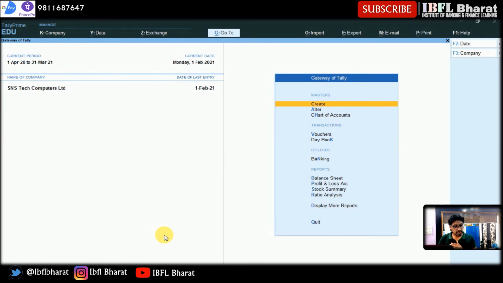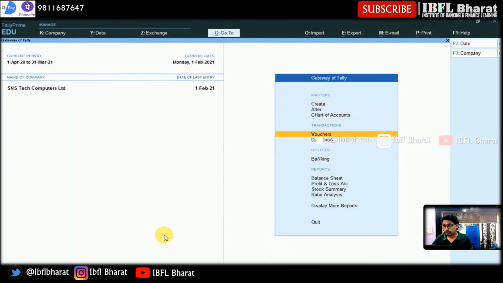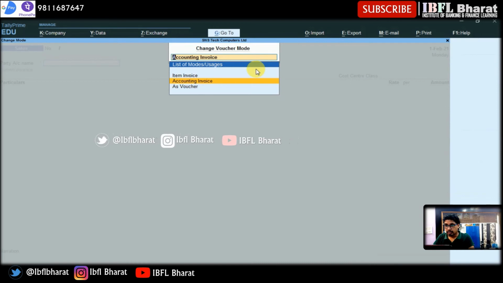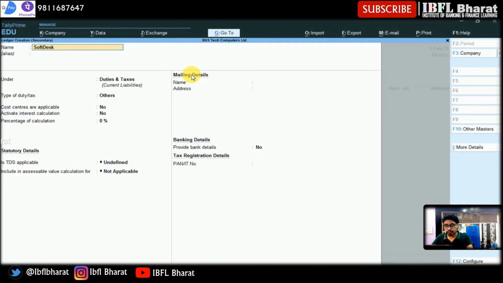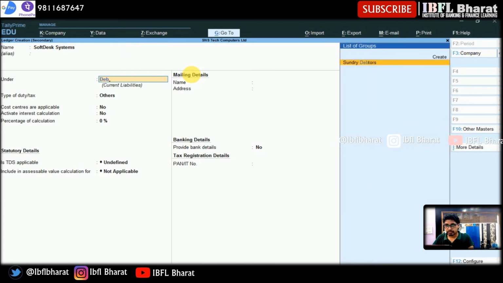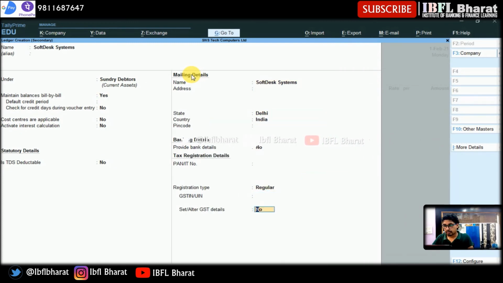Okay, GST 18% is levied. Now we are making the ledger. We are just directly going to the voucher and making sales. First we have to change the mode again and go to the item invoice, enter, and now the party is Soft Desk Systems. Okay, here they are our debtors, no TDS amount, and these are our regular customers.